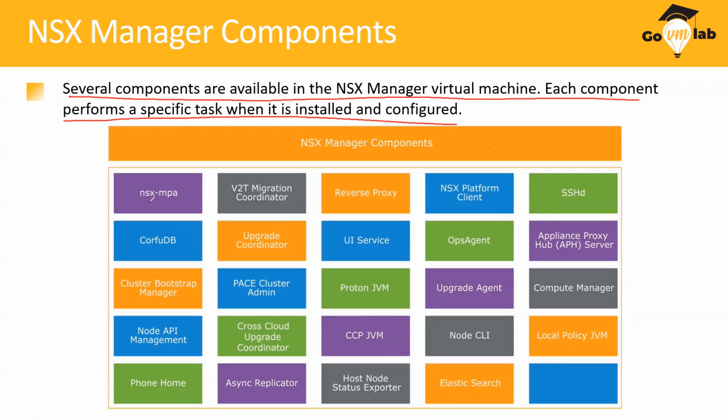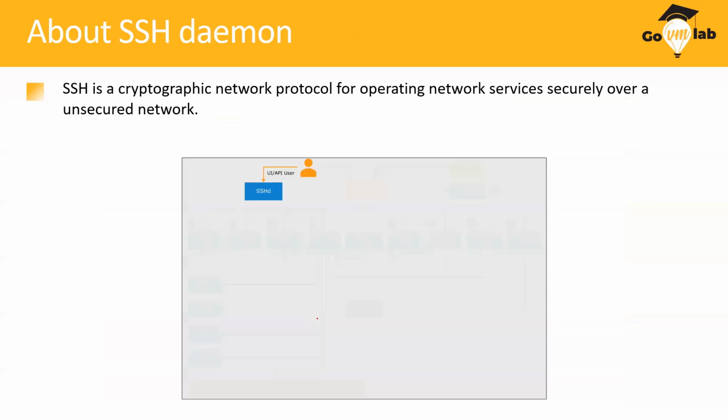As you can see, there are a couple of services like NSX MPA service, V2T migration coordinator, and reverse proxy, which we already talked about. Then you have a platform client, the nsx-t service through which you log into the NSX CLI, ops agent, upgrade agent, and Proton service, which we talked about. The UI service, which we keep talking about. The upgrade coordinator for upgrade related stuff, Corfu DB, cluster bootstrap manager, node API management, phone home coordinator, async replicator, CCP, and node CLI. So there are many key services which run inside this NSX Manager. Look at this compute manager service too. Now let's talk about some of these key services.